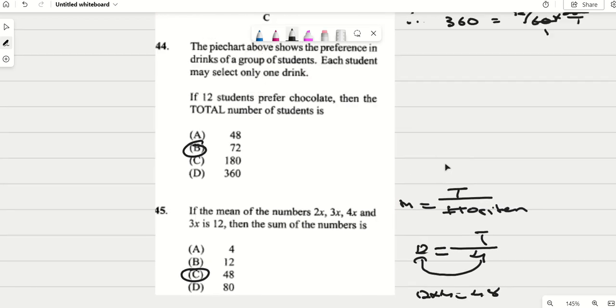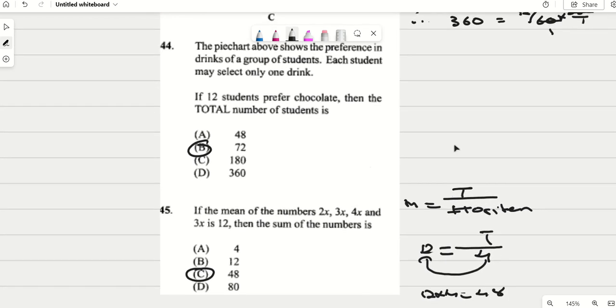So now this is the end of June 2016, numbers 23 to 45.